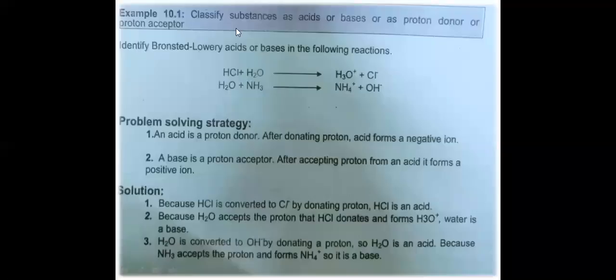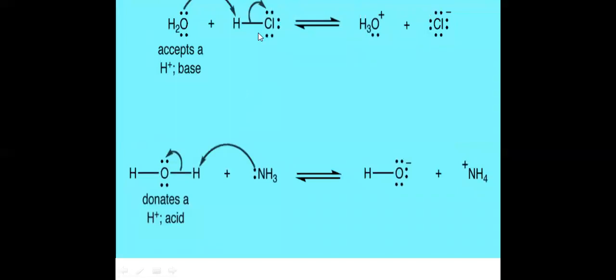Example 10.1 classifies substances as acids or bases, or as proton donor or proton acceptor. There are two examples. First one is an example of hydrochloric acid reaction with water. Second one, water reacts with ammonia. In the first case, when water reacts with hydrochloric acid, you can see water is accepting a proton and converted into hydronium ion. From two hydrogen atoms, it is converted into three hydrogen atoms.